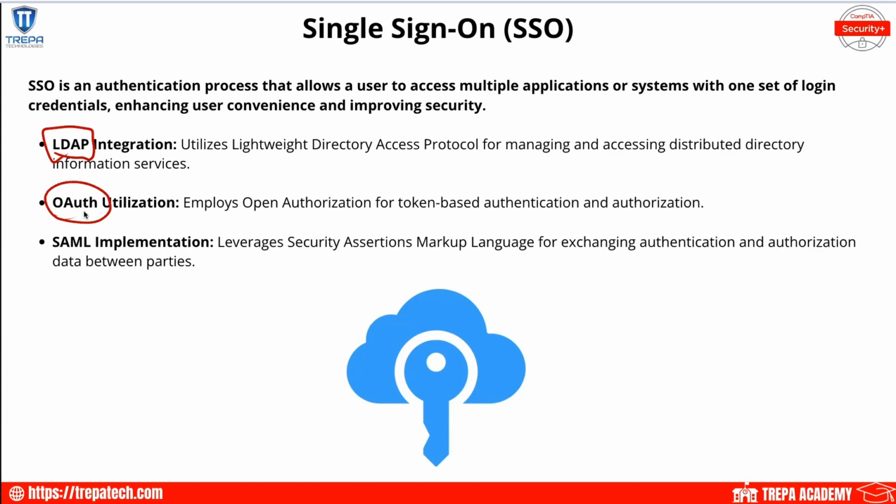We have OAuth. This employs open authorization for token-based authentication and authorization. So essentially with us, we're doing an API call to get an authorized token to Google services. And when you authenticate your Google account to log into Trepa Tech, they send us a JWT, or JSON web token, that says, yes, this user is good to go. That's OAuth in the background. SAML does something similar, it's just a different protocol, okay? It leverages the Security Assertion Markup Language for exchanging authentication and authorization, not token-based like OAuth.